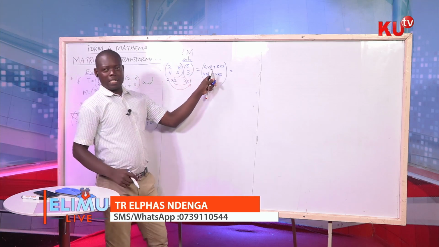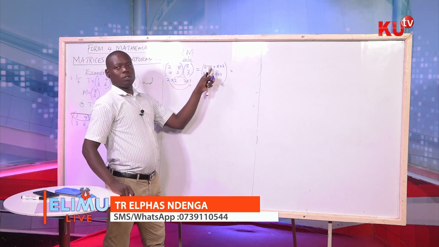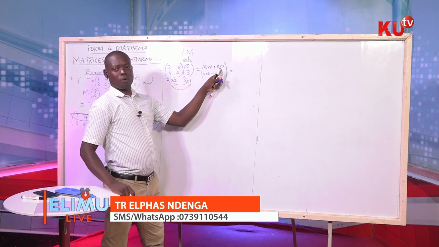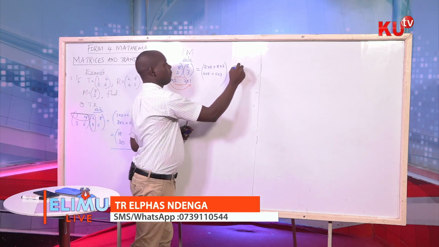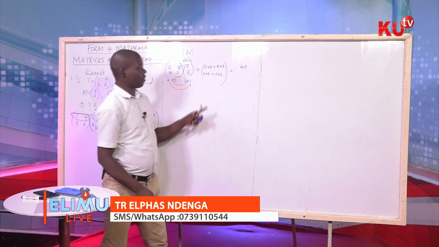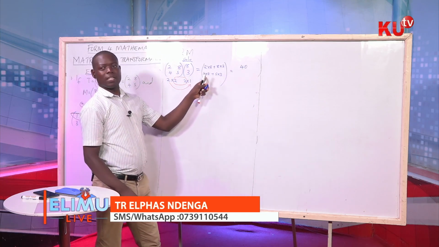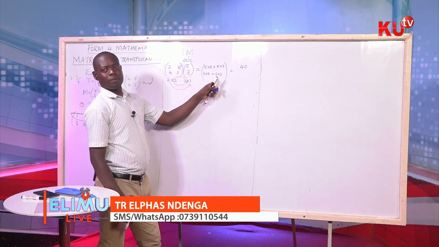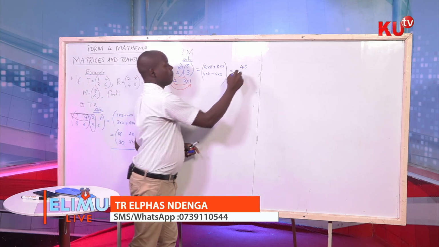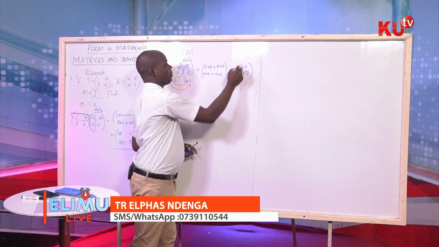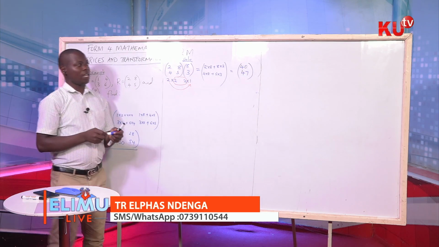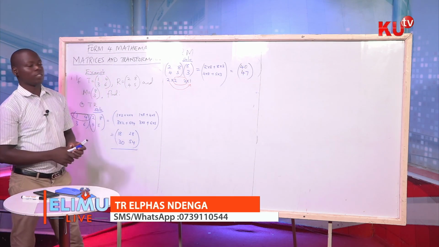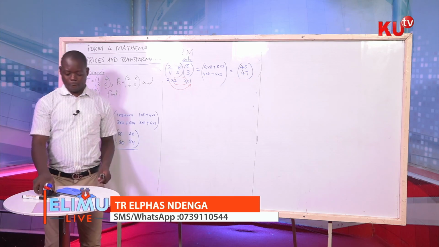2 times 8, that is 16. 8 times 3 is 24. The sum, 40. 4 times 8, 32. 5 times 3, 15. The sum, 47. Therefore, the product of R and M is of the nature 2 by 1, which is 40 and 47.